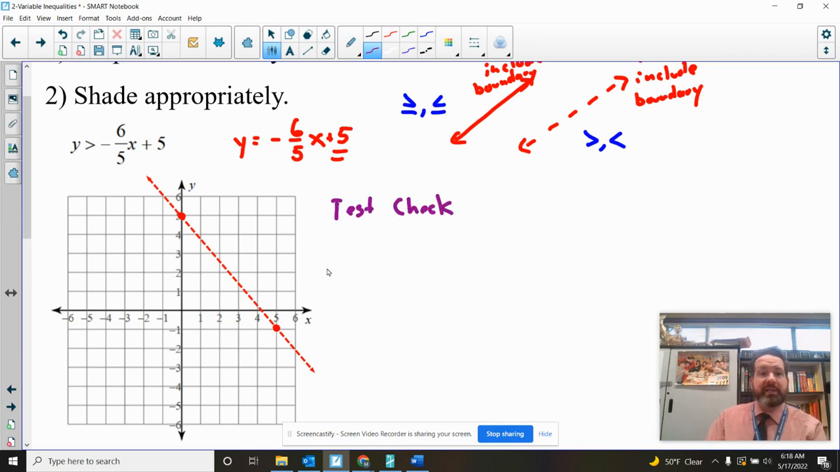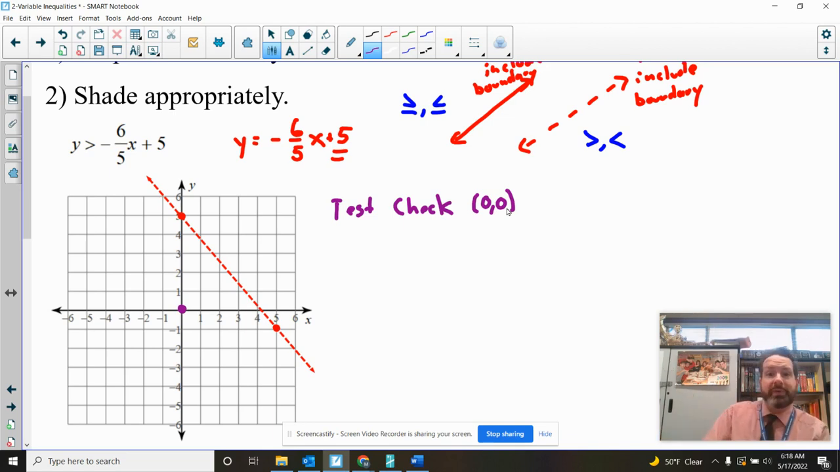By picking a point. And it doesn't matter which point you pick. It really shouldn't be one that's on the line, though. So when you're picking your test point, pick some point that is either off to the side or maybe over here. I recommend choosing 0, 0 if you can. The reason? It's just often the easiest one to use because multiplying by 0 is super easy.